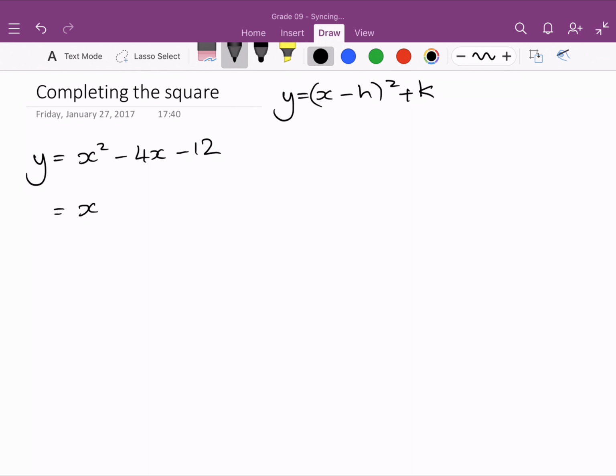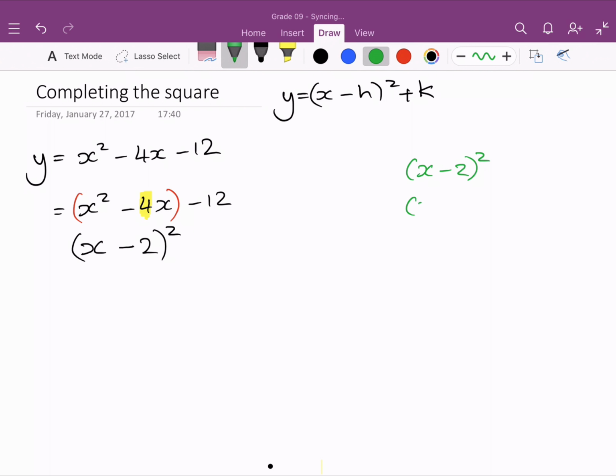We're going to rewrite this as x minus 2, all squared. And I know, straight away you're wondering, how did he get that? Well, let's have a look. If we go across to the right-hand side of the page and do x minus 2 all squared, and multiply this out.